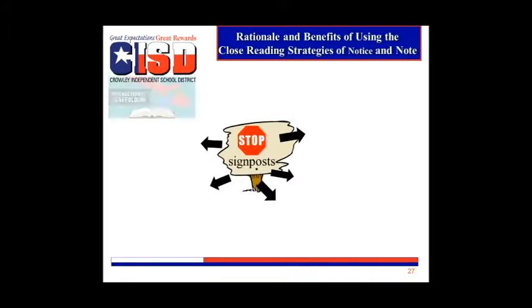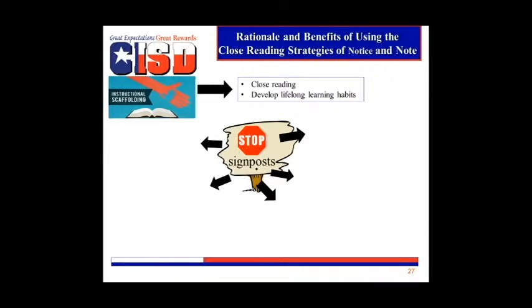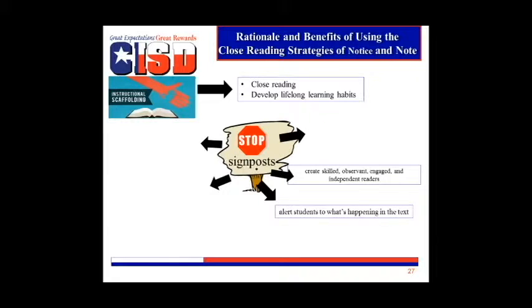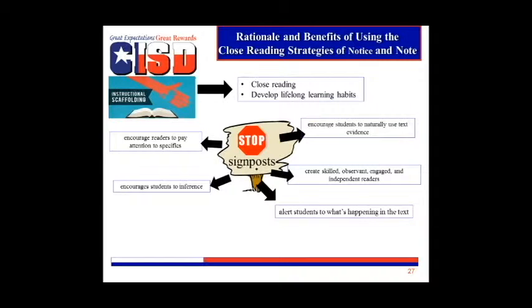The Notice and Note strategies give students a scaffold so that they can read more closely and develop lifelong skills. They create skilled, observant, engaged, and independent readers, alert students to what's happening next in the text. They encourage students to naturally use text evidence and pay attention to specifics and encourage inferencing.